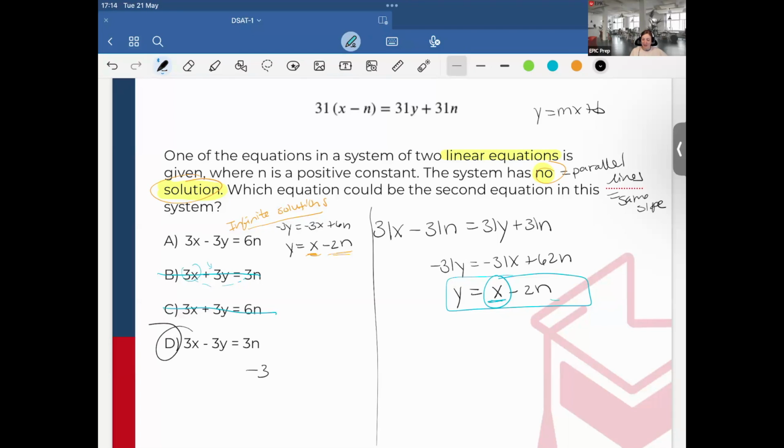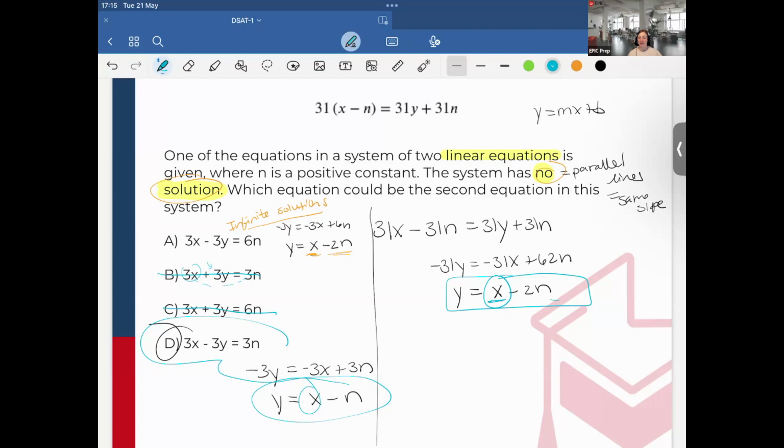But just to show, -3y equals -3x plus 3n. Divide everything by -3, so I get y equals x minus n. And then I have the same slope but different y-intercepts, and therefore D is our winner. Isn't that amazing? Okay, so I know I go on in these concepts, but they're just important and I want you to do well on the SAT. So I'm going to continue.